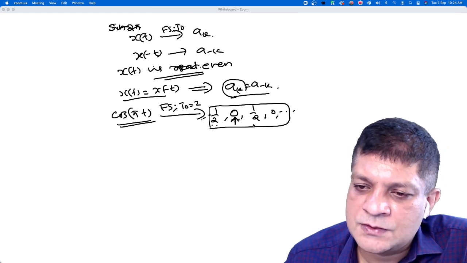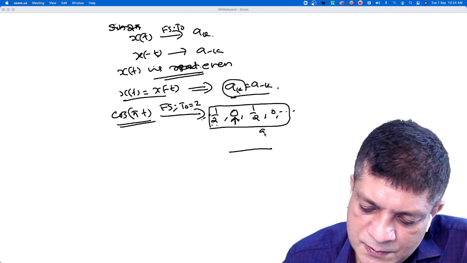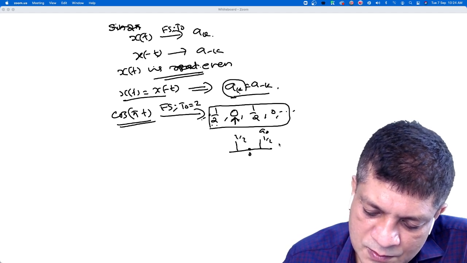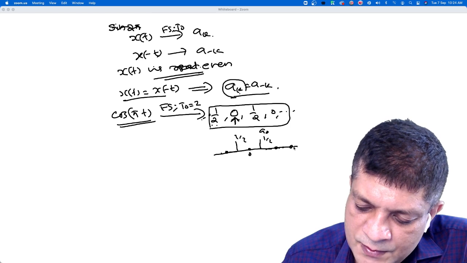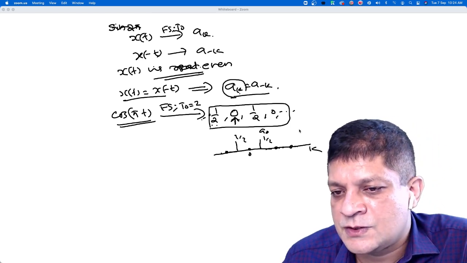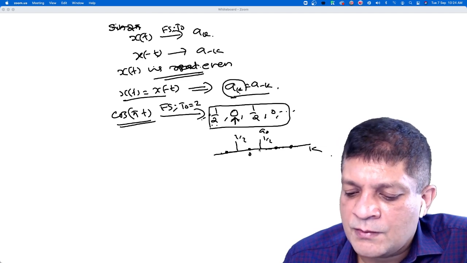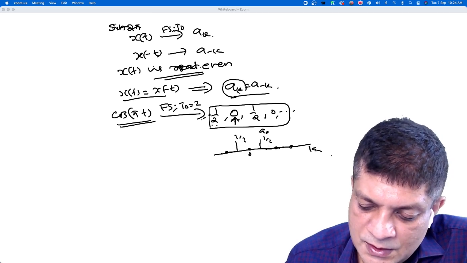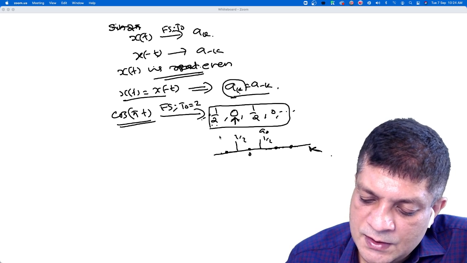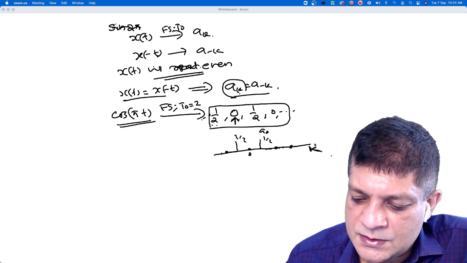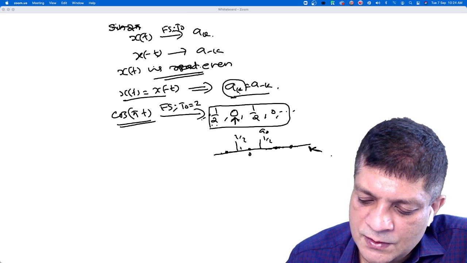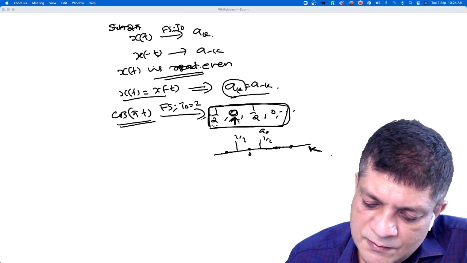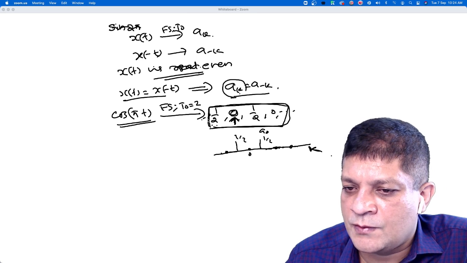Here, this notation I am using is, if you sketch a 0, this is 0, 1 by 2, 1 by 2, and all other values are 0. If we sketch it as a function of k, it is a discrete sequence, isn't it? So if you sketch it, you'll get something like this. Sometimes I use this notation because this is the center, with a0, a1, a2 as the non-zero values.